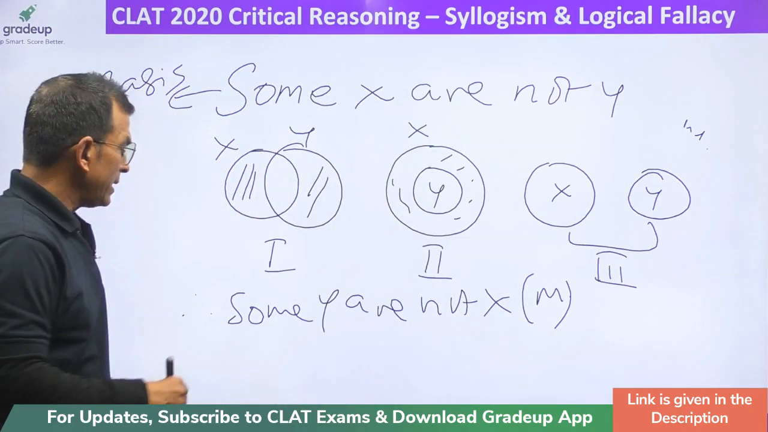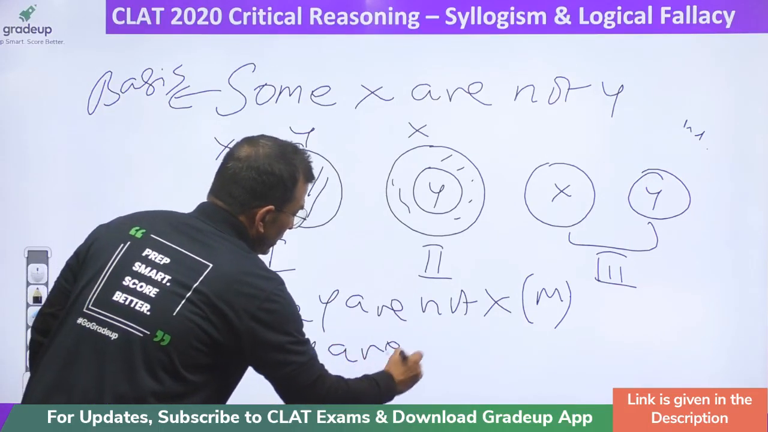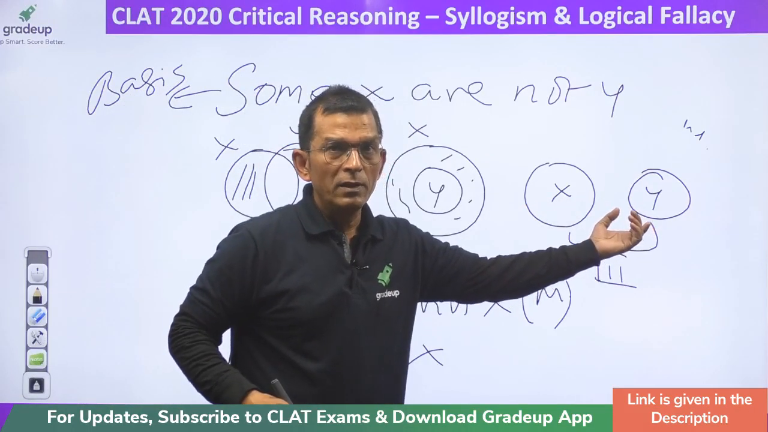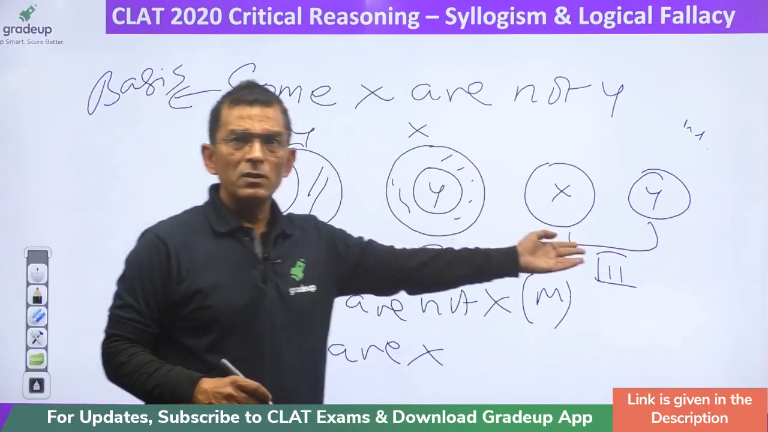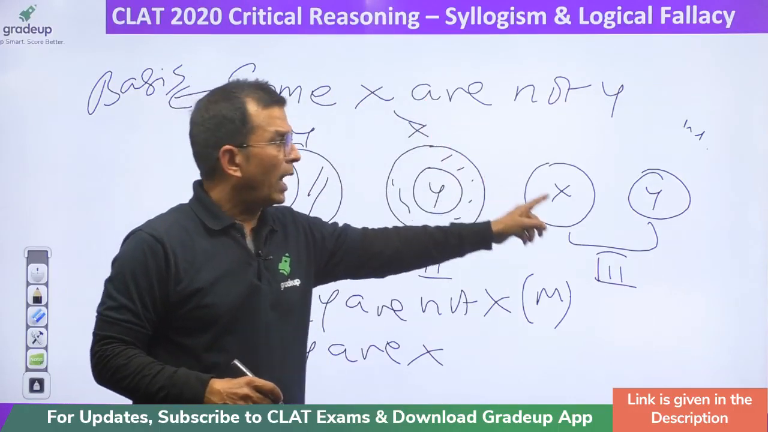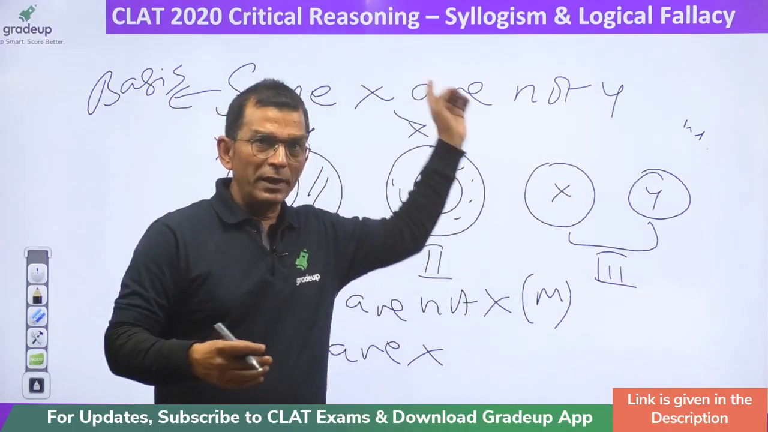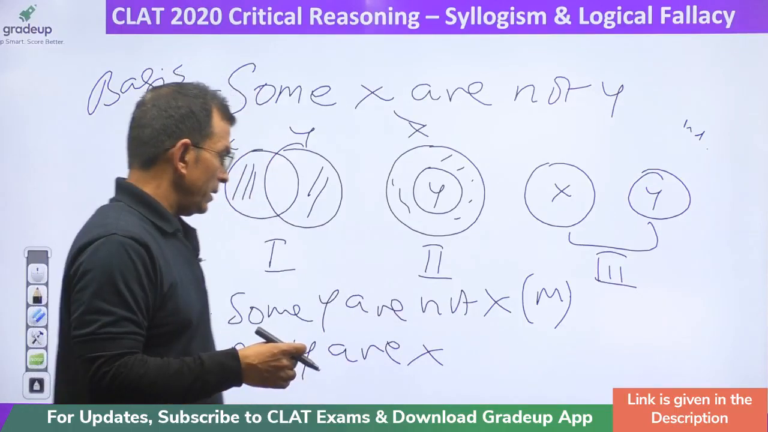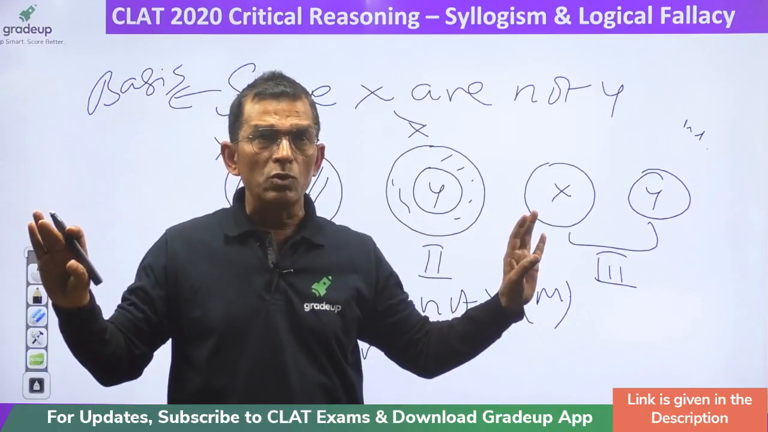And I say no Y are X. If I do that, then it is true only in this. It is only true in this. Huh? All X is not Y. Yes. So where is the problem, Vikas? What do you want? Some X are not Y. I have given you all X are not Y. When all X are not Y, then it is very much representative of some X are not Y. So in this, some Y are not X, you will never be able to draw a conclusion.